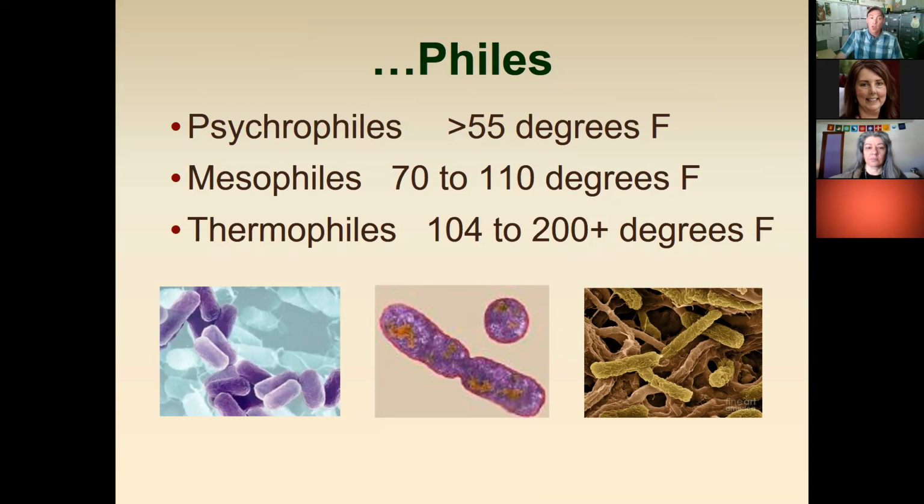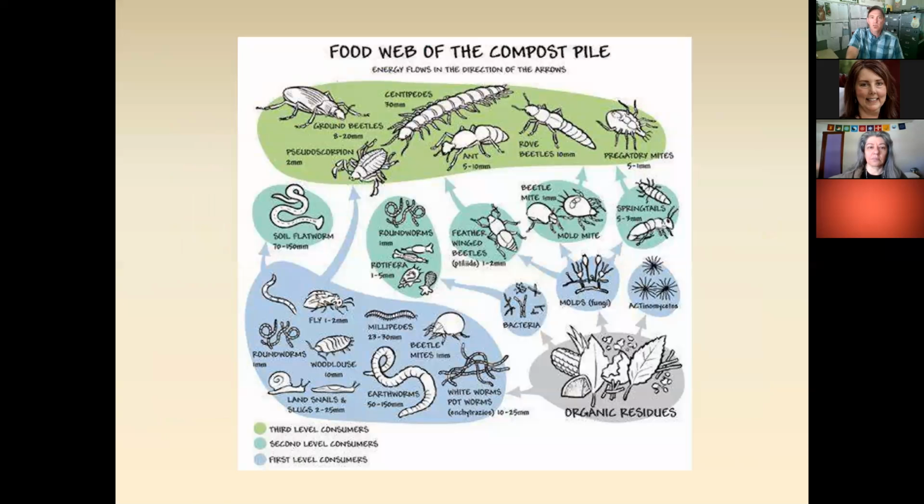And that much more opportunity for other organisms to munch on them. So here's just a basic food web of the compost pile. Down here you have your organic residues and everything you put in there, and then the bacteria, the molds, and all this other stuff is going to be eating all that. And so you can see that there's quite a food web going on, and all these are important.